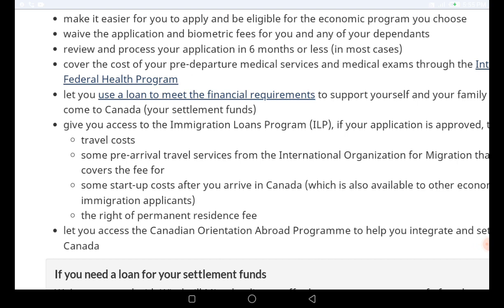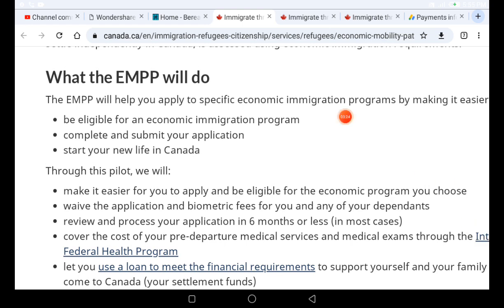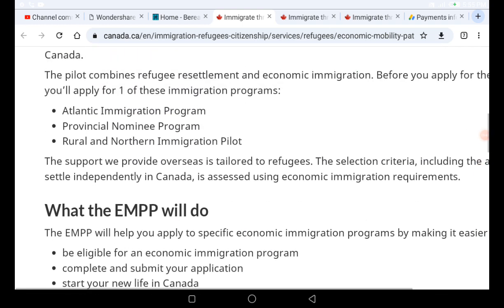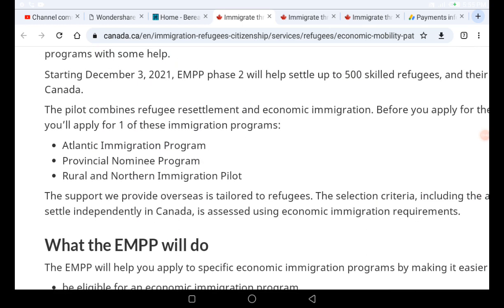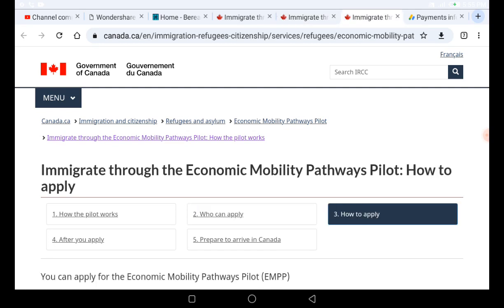First, I want us to look at some other information here. This program is called the EMPP program. The EMPP will help you apply to a specific economic immigration program by making it easy for you. But you must be eligible for the economic immigration program. If you don't understand all the requirements, then you need to watch this video to the very end. So let's go now to who are those that can apply. How can you apply into this program?